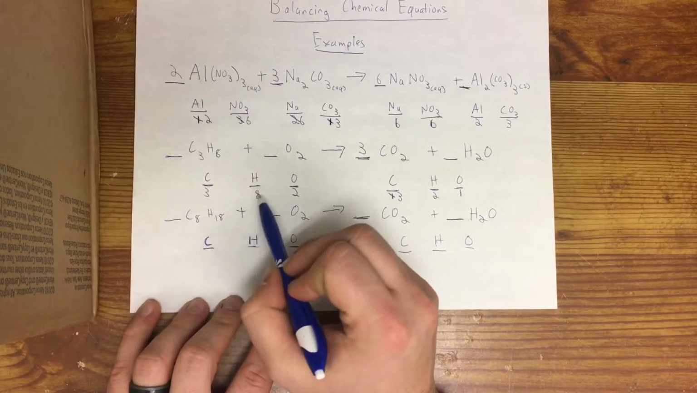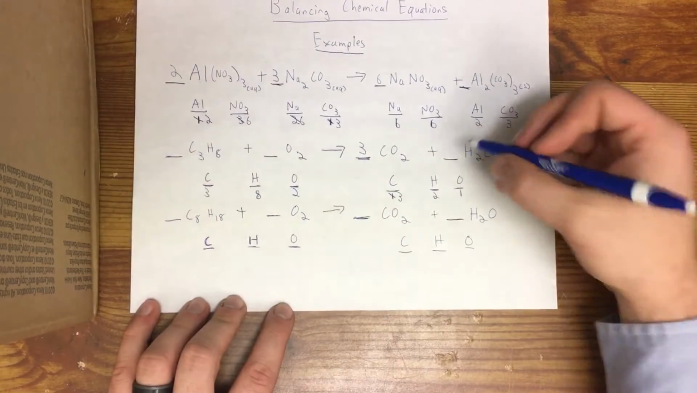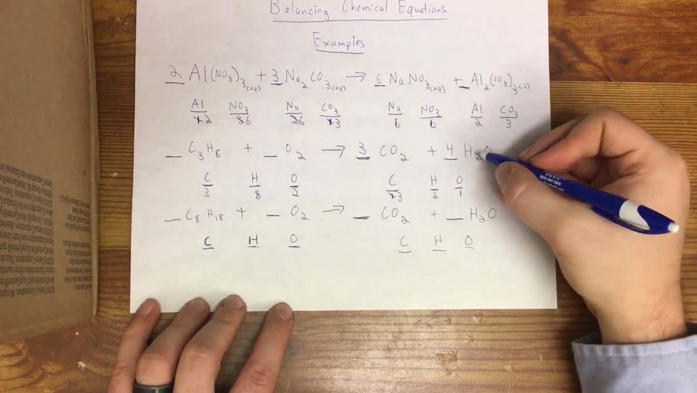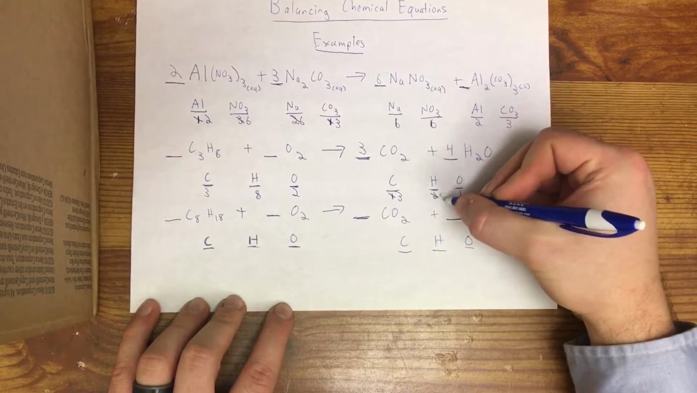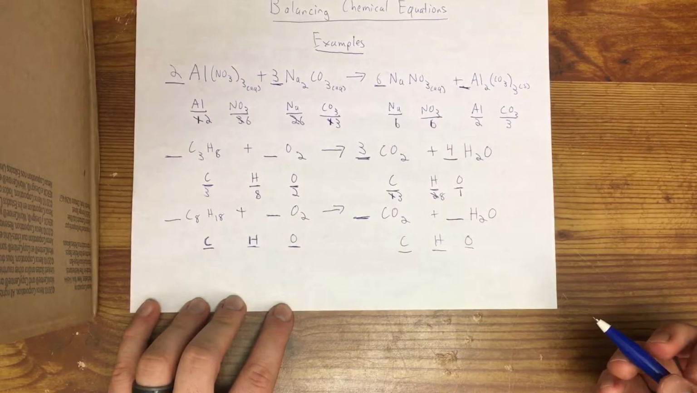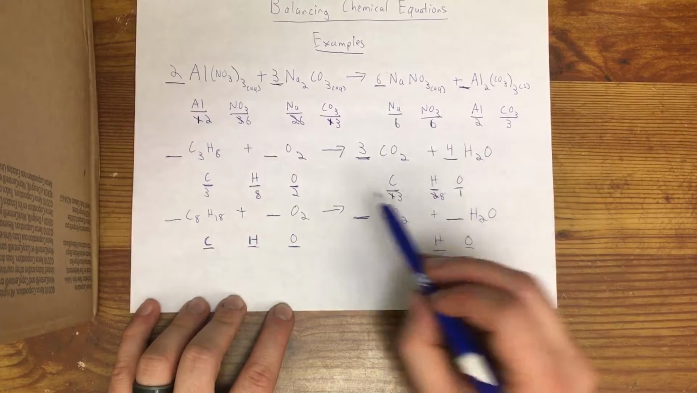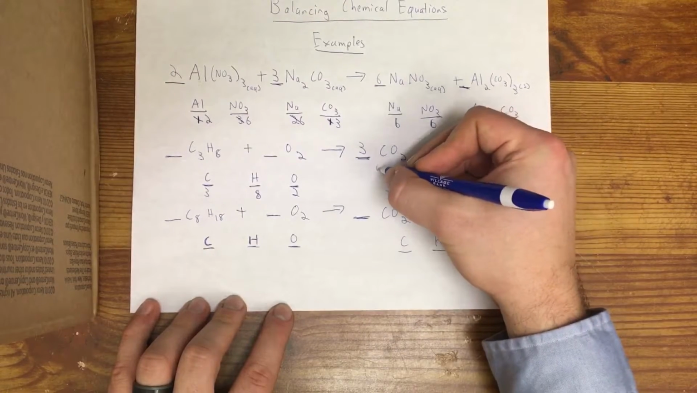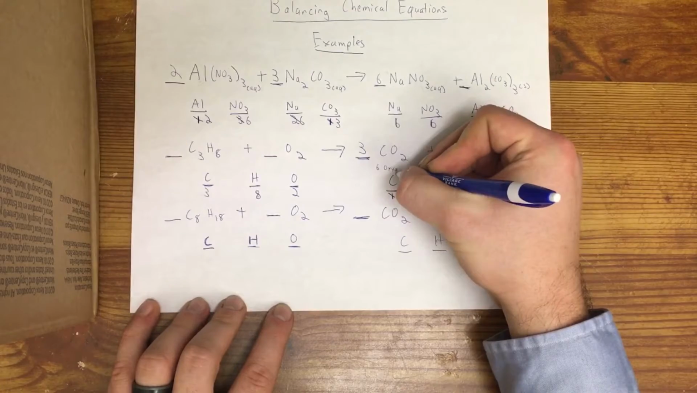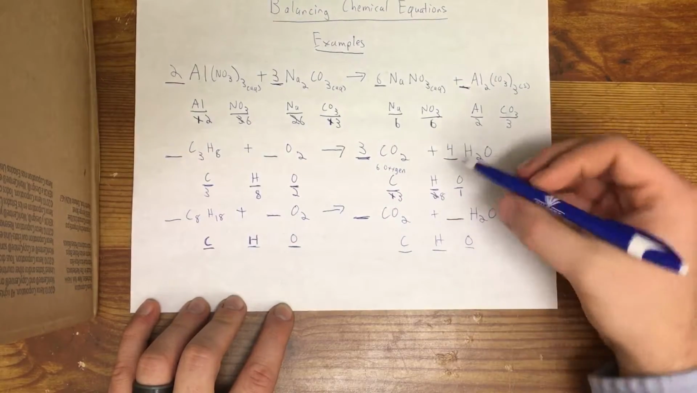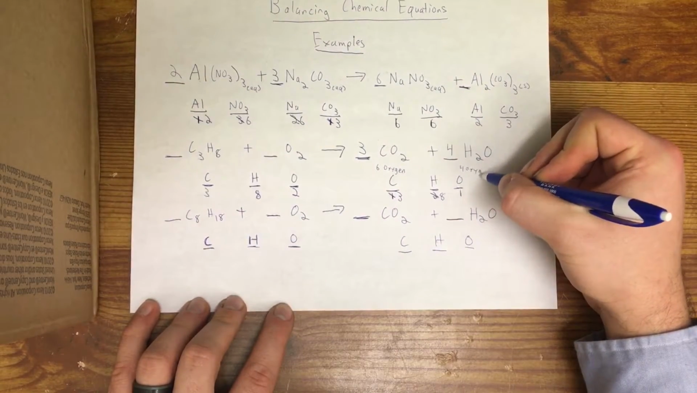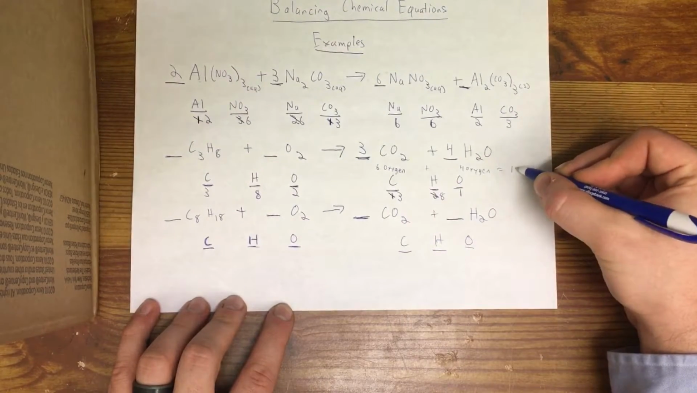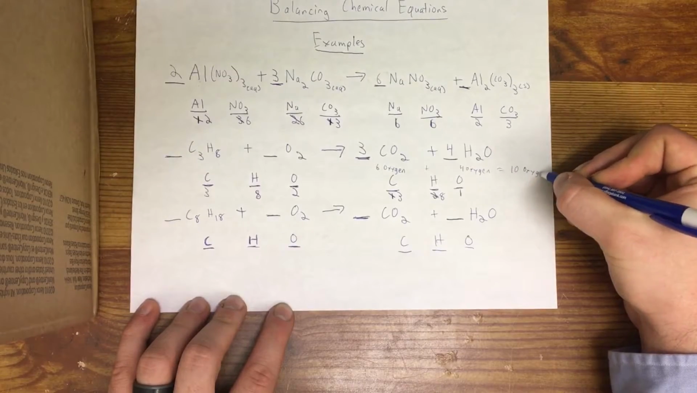So we have 8 hydrogens on this side. In order to make 8 hydrogens on this side, we'll multiply water by 4. So that means that we now have 8 hydrogens. Everything works out okay. Now we go to balancing oxygens. So from these 3 carbon dioxides, that gives us a total of 6 oxygen. And from these 4 waters, that gives us a total of 4 oxygen. And so the total oxygen on this side means that we have 10 oxygen right now.